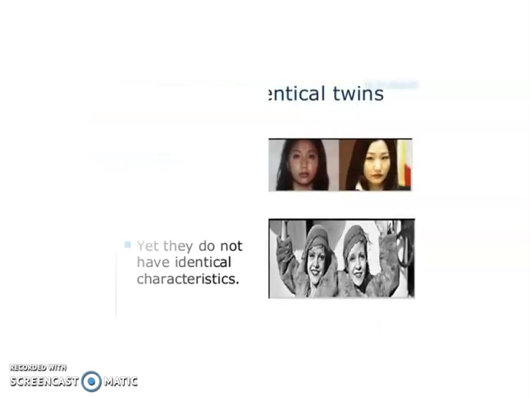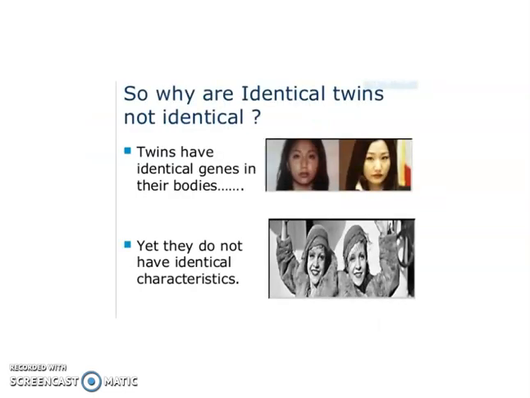Also, why are identical twins not identical? Twins have identical genes in their bodies, but still they don't have identical characteristics. They may have differences in their skin color, hair color, eye color, and even height. So why does all this happen? This we will learn in the topic variation.